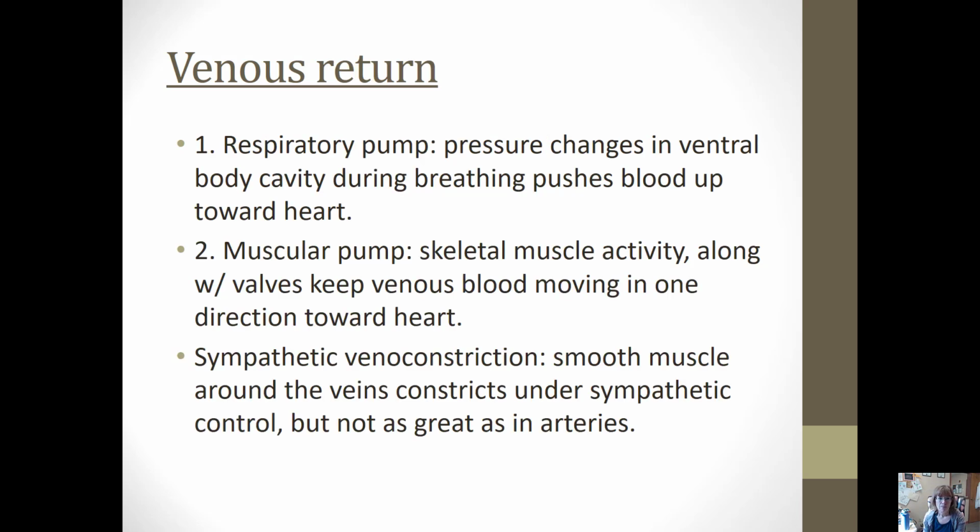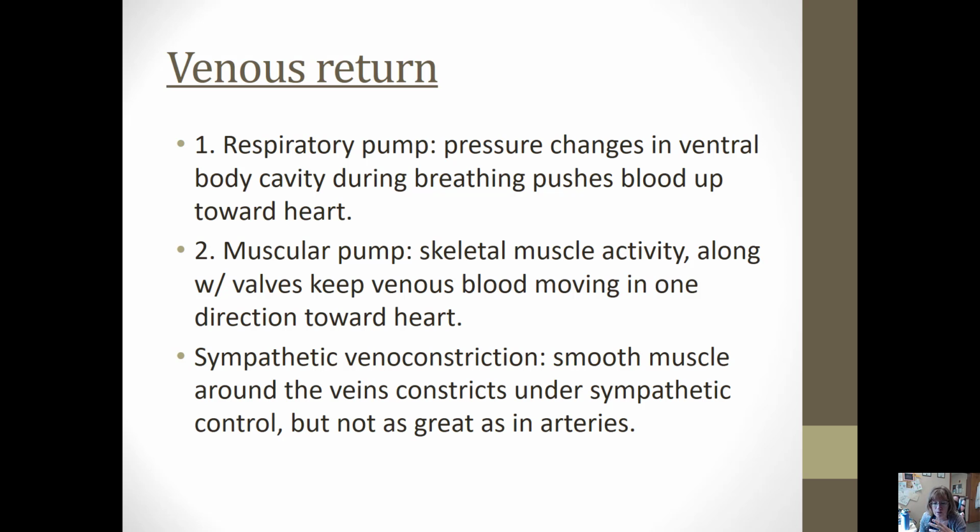All right, so in the heart section, you've looked at venous return as how we maintain cardiac output. So we'll just review this again. There are a couple of ways that blood is returned back to the heart, even though the pressure is very low. And so one of these is the respiratory pump. So pressure changes in the ventral body cavity when we breathe are going to milk the blood from the superior and inferior vena cava and back into the heart.